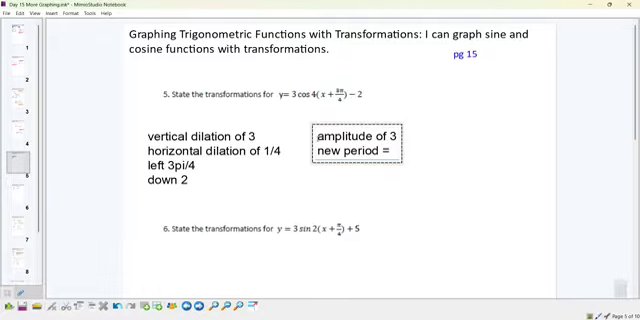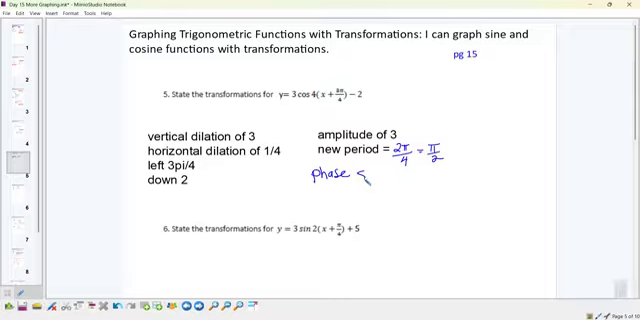And that new period, I guess I should use the pen again. We would get 2 pi divided by the b value, 2 pi divided by 4. So the new period would be pi over 2. Left and right is called a phase shift. So this pattern would slide with a phase shift to the left, 3 pi over 4. And then down 2, that means a midline at y equals negative 2.